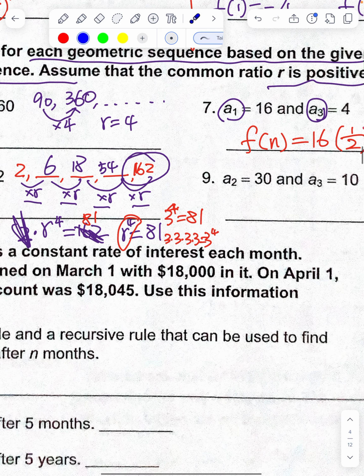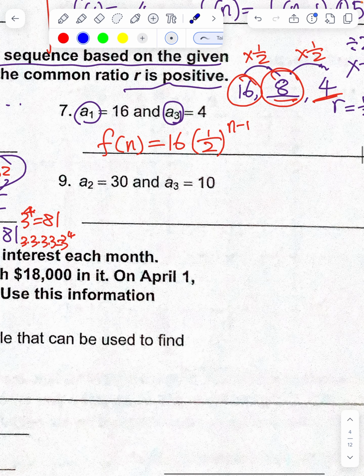Number 9. Oh, number 9. We have the second term and the third term. We don't have the first term. So the first term, and then 30, and then 10.